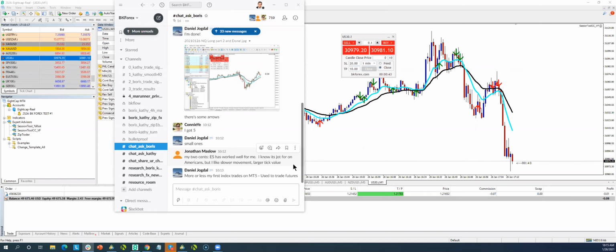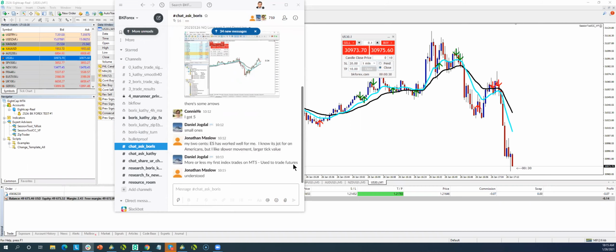But I agree with you, Jonathan, that I would trade ES on any given day. The problem is ES on a CFD basis is so unattractive for all these people because they give them half a point of spread, and with a 2-point move and a half point of spread, they just don't like it. So I totally understand.